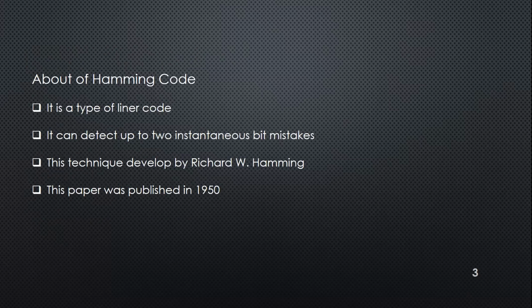Hamming code is a set of error correction codes that can be used to detect and correct the errors that can occur when data is moved or stored from the sender to the receiver. It is a technique developed by American mathematician Richard W. Hamming. It is also named after him. He published this paper in 1950.